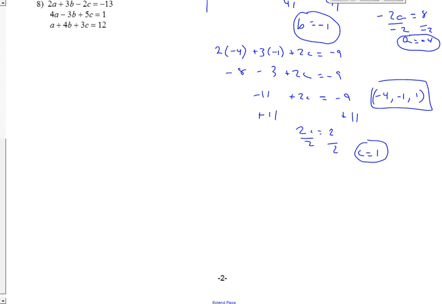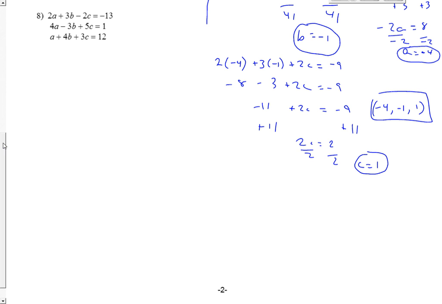now let's look at number 8. Number 8, I have all 3 variables in all 3 of my equations. So I'm going to go ahead and just work my way from A down to C to eliminate variables. If I work with the first and second equation, I'm going to multiply this first equation by negative 2. That will give me negative 4a minus 6b plus 4c equals 26. My second equation I can leave.